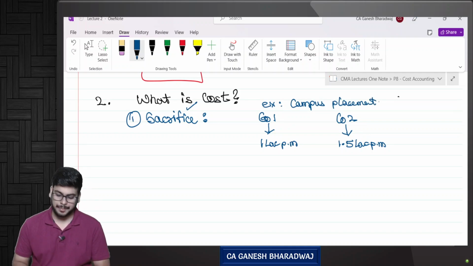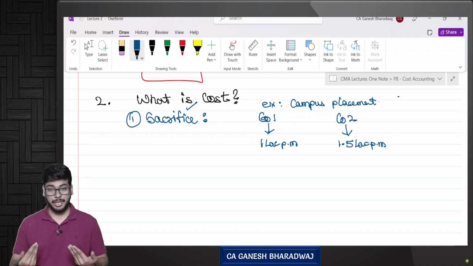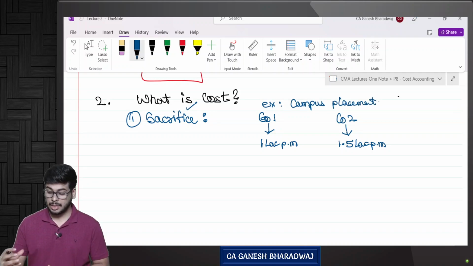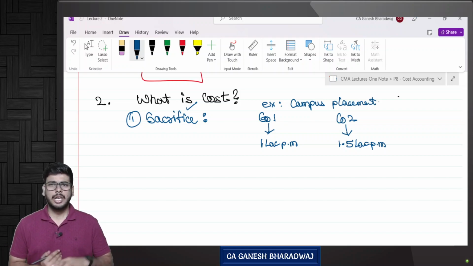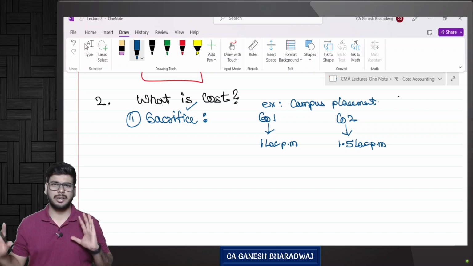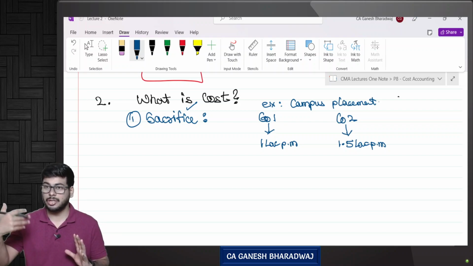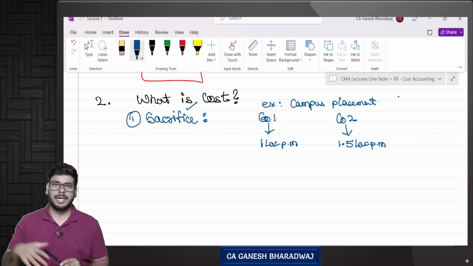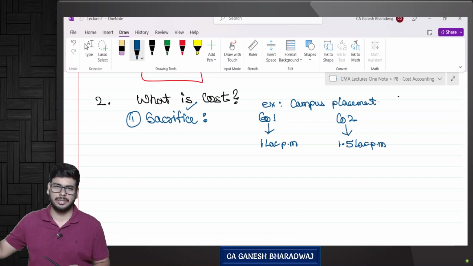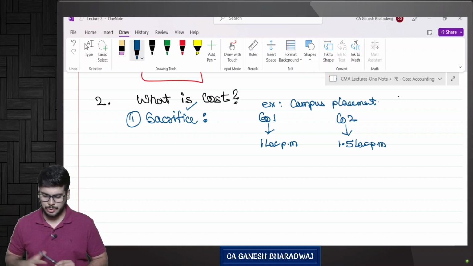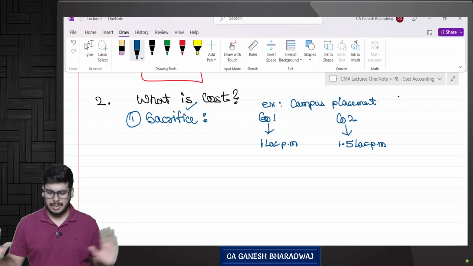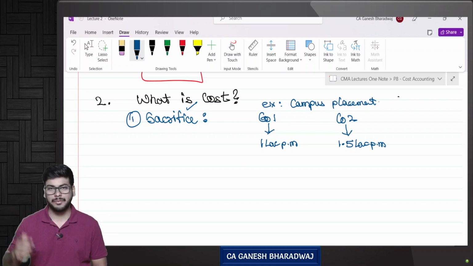Correct? Okay. Now company 1 is offering you a salary of 1 lakh per month. Company 2 is offering you a salary of 1.5 lakhs per month. You tell me, other things remaining constant, don't think about the non-monetary aspect of it. Let's say job profile, job work, job environment, security, everything is same in both the companies. Let us assume that. Now, while other things remaining constant, which one of these two companies would you prefer?